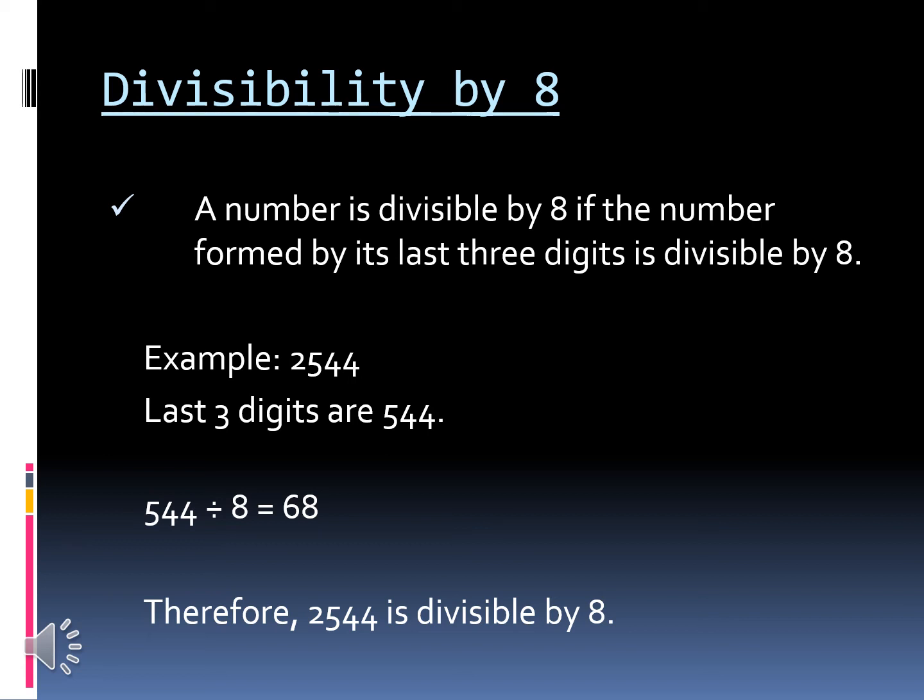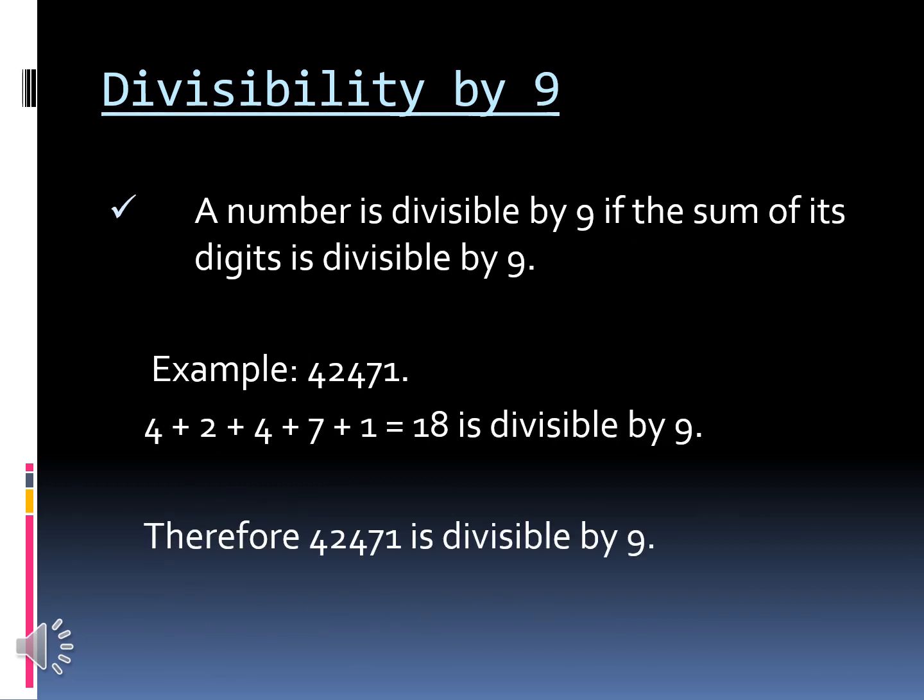2544. Let's focus on the last 3 digits, that are 544. Let's divide it by 8. On the rough side, you can divide it by 8 by the proper standard method of division. So we see that it is completely divisible by 8, and we get the quotient 68 and the remainder 0. Since 544 is divisible by 8, the complete number is divisible by 8. You can practice, or cross-check this rule with the examples that come to your mind, and you can use this way to check the divisibility by 8.